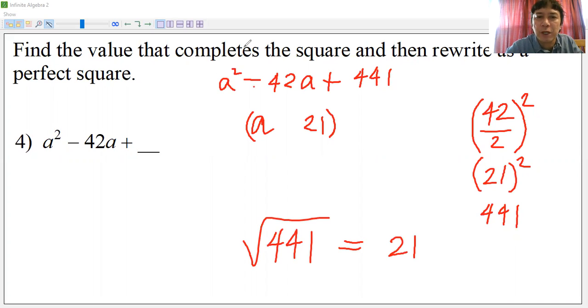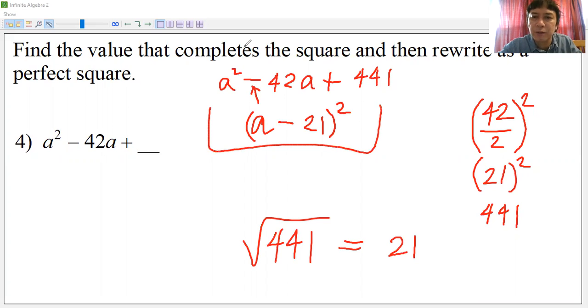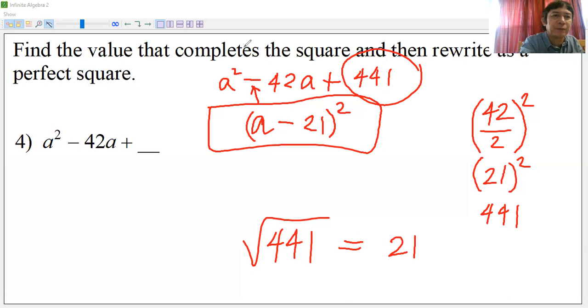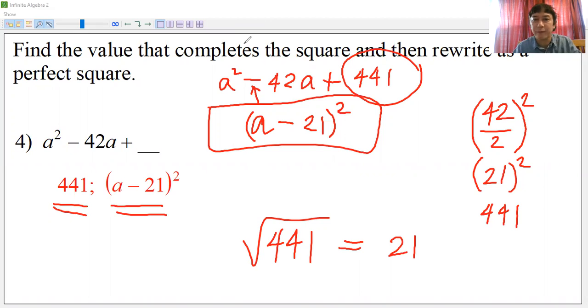And so the sign here will be the sign here. And then you put square there. This is the required expression. This is the required number, all right? And let us see the answer there. You can see the 441 here. You can see the required expression, a minus 21 squared over here.